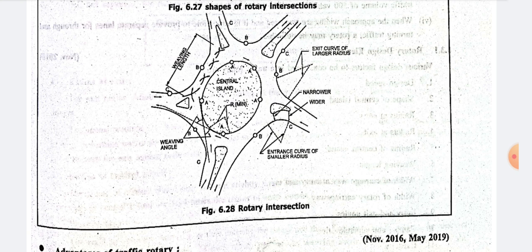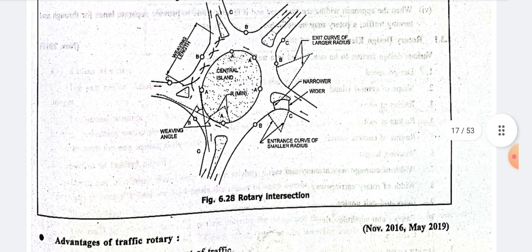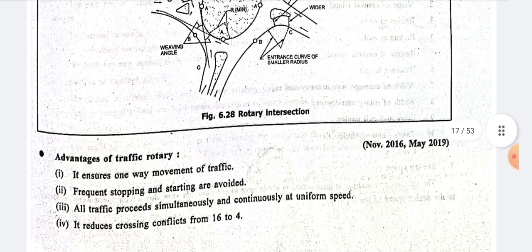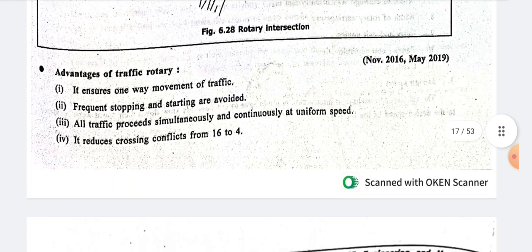Next is a weaving length, which is the length at which the circle is constructed and vehicles move around the circle. That is one type of weaving length. And here a curve is provided at the entrance of the circle for smooth movement. So this type of figure shows the rotary intersection.